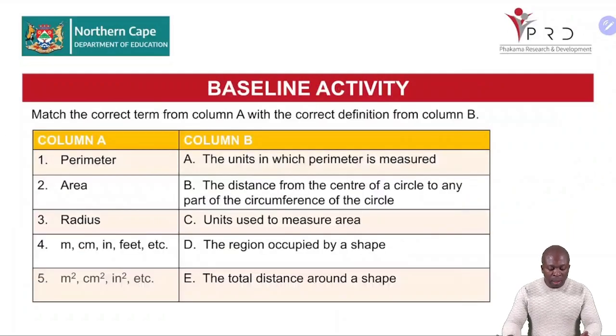Now, here we are. The first one, number one, is perimeter. I want you to give me the letter of the explanation that means perimeter. Then we have area, we have radius. If you have centimeters, meters, inches, feet, etc., what are we talking about? Then the last one is meter squared, centimeter squared, inches squared, etc. So I'm giving you about 3 minutes. Can you quickly do them so that we can discuss together?